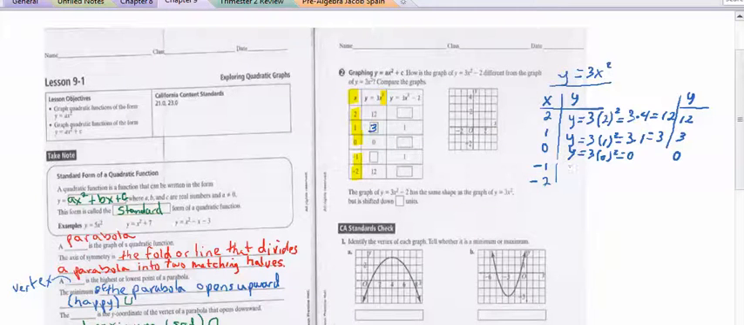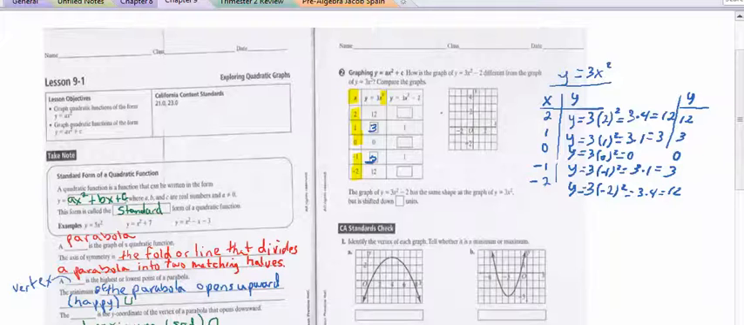Then we're going to go negative 1. So y equals 3 times negative 1 squared, which is negative 1 times negative 1, positive 1, and it's equal to 3. And then this one they already did for us, but we'll go ahead and prove that they're correct. We have 3 and we have negative 2 squared, which is negative 2 times negative 2, positive 4. So 3 times 4 is 12. And that's how they got that 12.